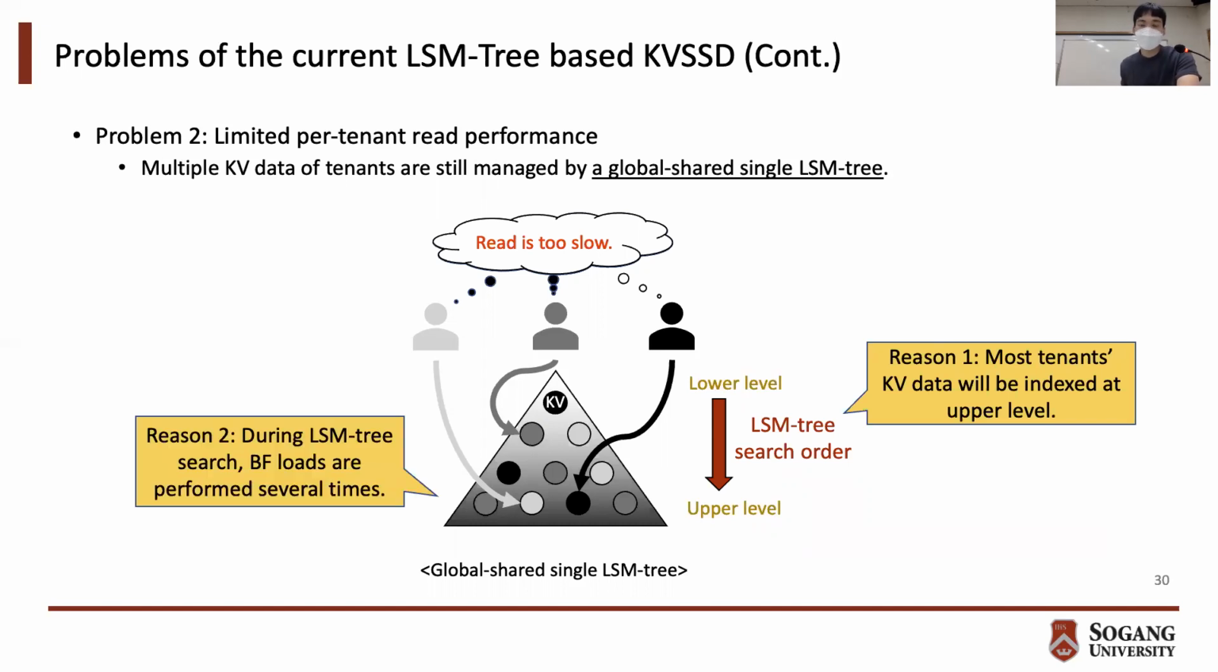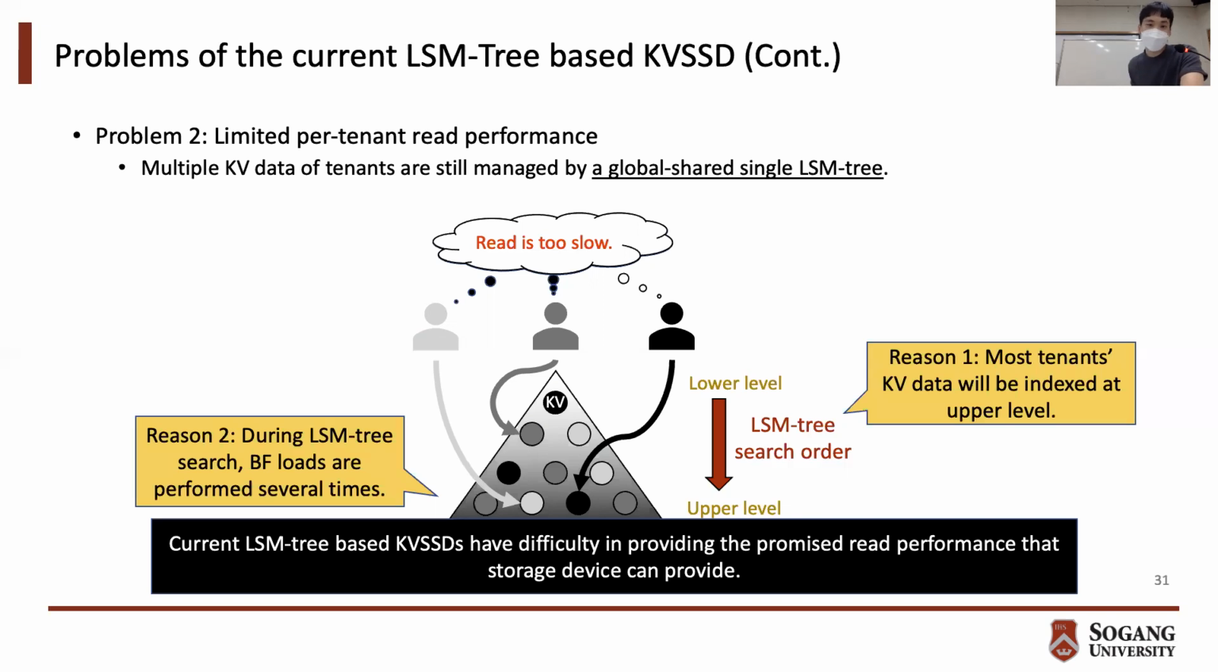The second reason is that it must read the Bloom filter from NAND flash memory several times. The LSM tree search algorithm needs a lot of Bloom filter reads for key value data which is indexed at the upper level. So currently, per-tenant read performance is limited.